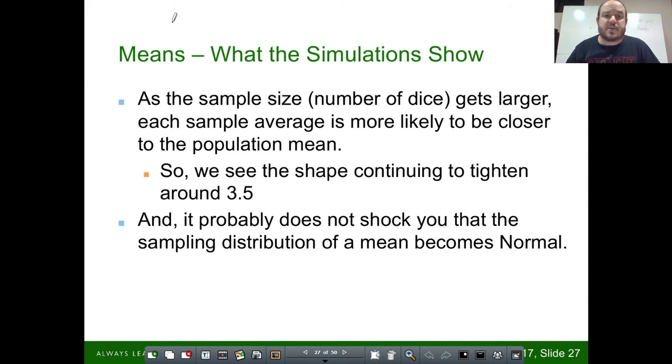It says here, as the sample size, the number of dice, gets larger, each sample average is more likely to be closer to the population mean. We just talked about that. So we see the shape continue to tighten around the 3.5, because that's the true mean in this situation. And it probably doesn't shock you to know that the sampling distribution of a mean becomes normal. In other words, the bell curve.